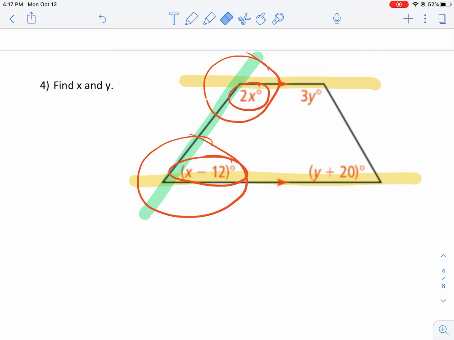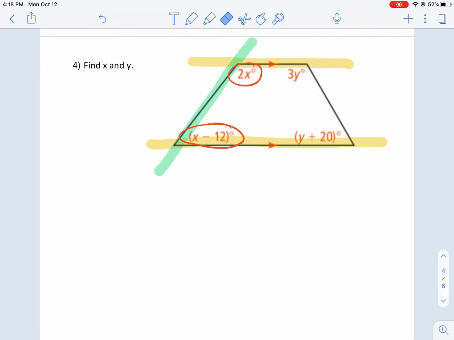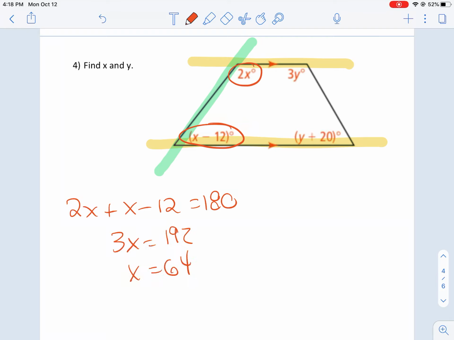Well, they are both interior angles, meaning they're inside the parallel lines, and they are on the same side of the transversal. So that means they are same side interior angles. We know that when lines are parallel, same side interior angles are supplementary, which means they add up to 180. So this is 3x equals 192, so x equals 64.